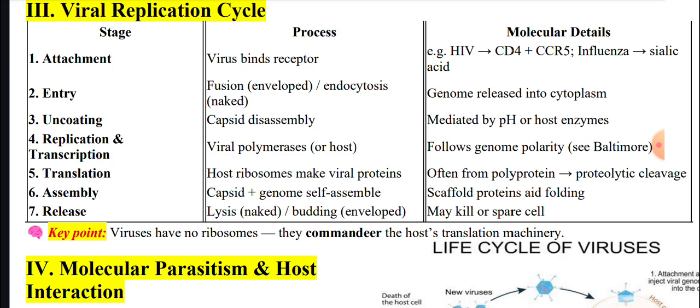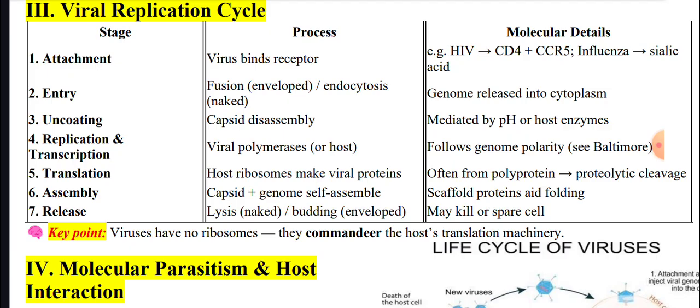Step 3. Uncoating. So now it's inside, but it's still trapped in its protein coat, the capsid. How does it get the genetic material out? This uncoating step is crucial. The capsid needs to break apart. Often, it's triggered by changes in the environment inside the cell.